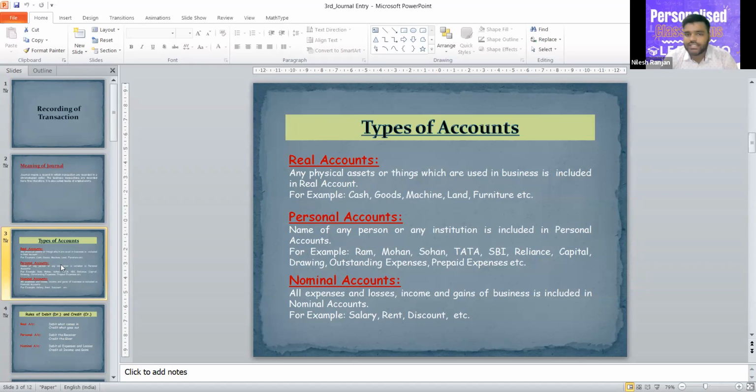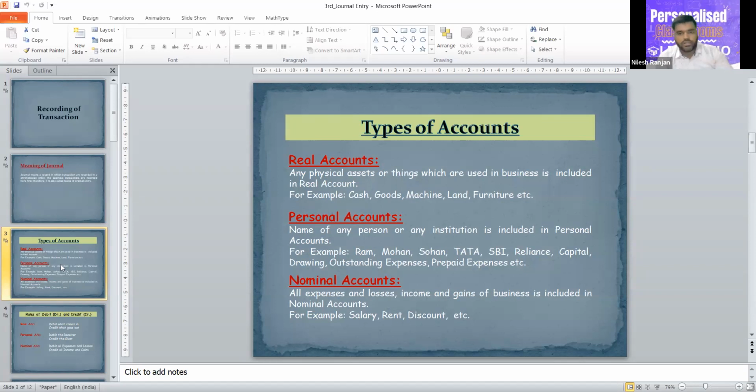First is the real account. Any physical assets or things which are used in business are included in a real account. Whatever your business is, there are some items that you have to use: machines, building, land, or any other items, things, or assets which you use in your business to operate it. All those items are real accounts. Is that clear? Yes, sir.